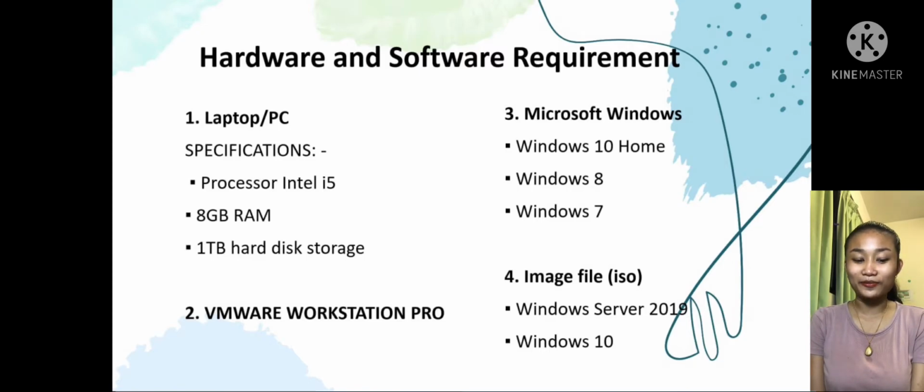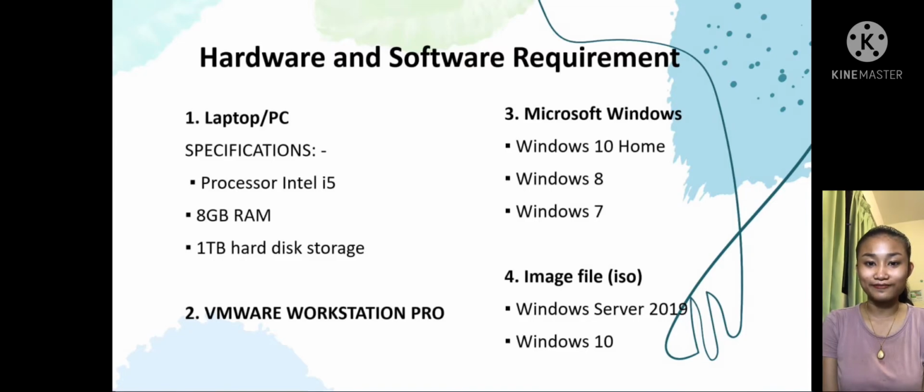For hardware and software requirements, first one, laptop or PC specification: processor Intel i5, 8GB RAM, 1TB hard disk storage. Second one, VMware Workstation Pro. Third one, Microsoft Windows: Windows 10 Home, Windows XP, and Windows 7. Fourth one was image file ISO: Windows Server 2019 and Windows 10.